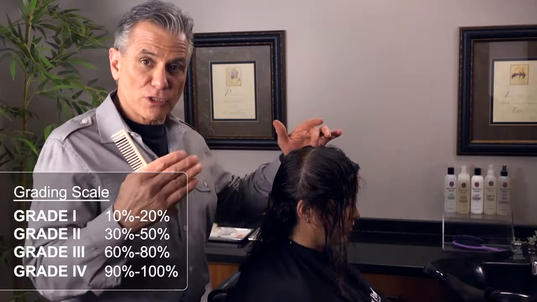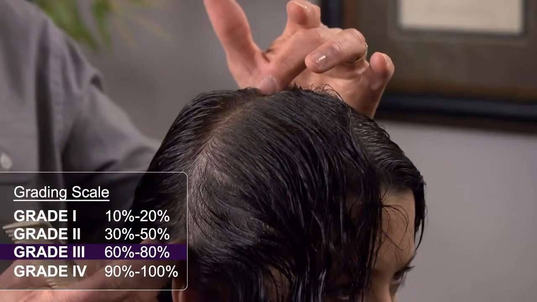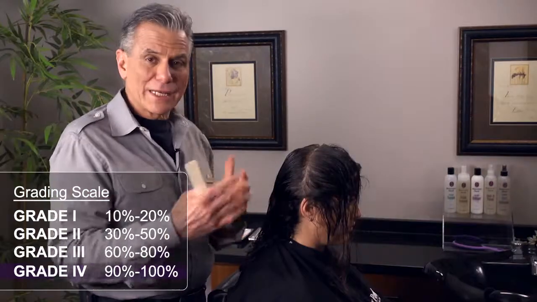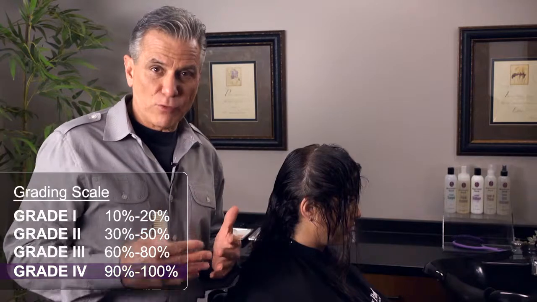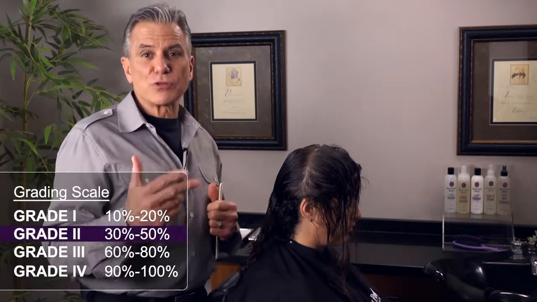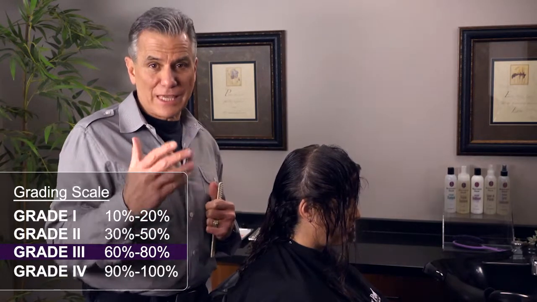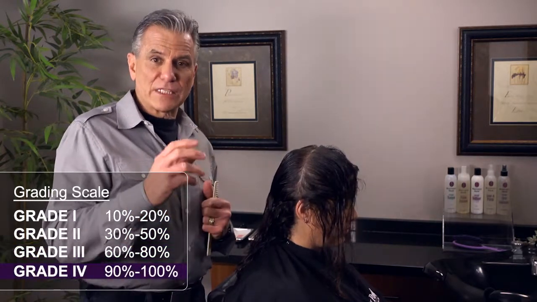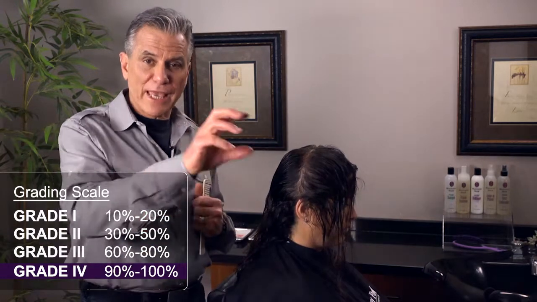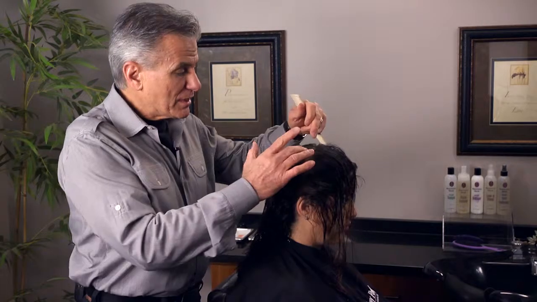But then you go to the 3rd grade, which is 60 to 80%. That's a very aggressive hair loss. And then of course, 90 to 100 is grade 4. So grade 1 is 10 to 20%. Grade 2 is 30 to 50%. Grade 3 is 60% to 80%. And grade 4 is 90% to 100% hair missing from the area that we'll study next.